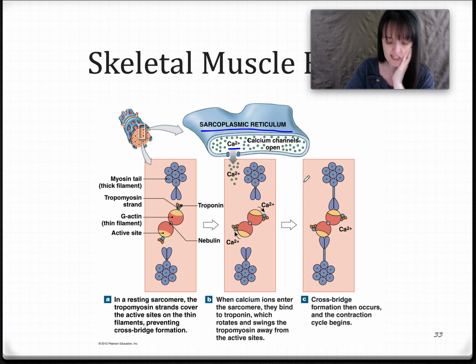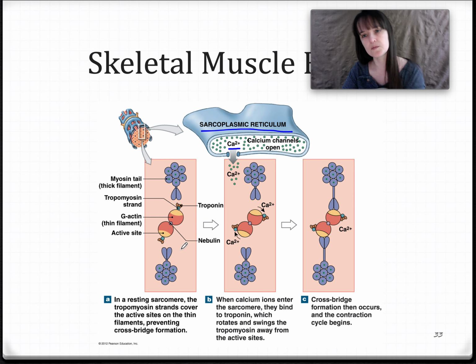Communication between the neuron and another cell. Okay, here, let's cover this picture and then we'll get back to finishing the note set.